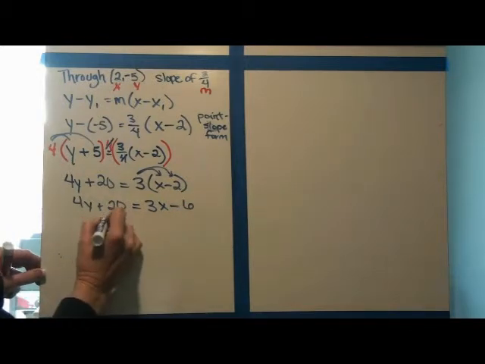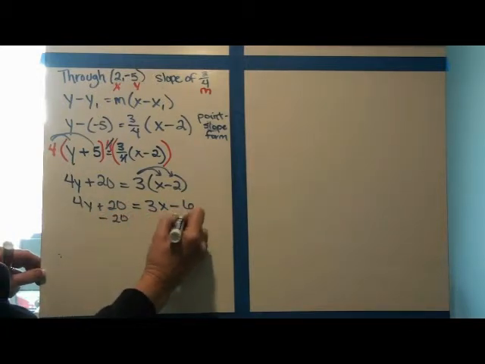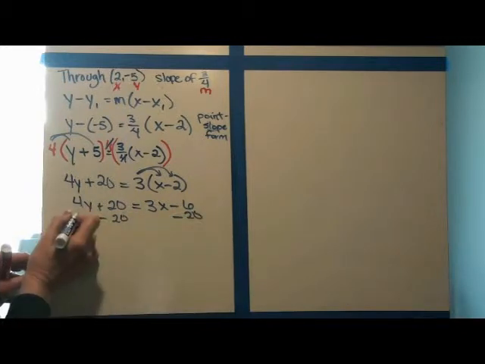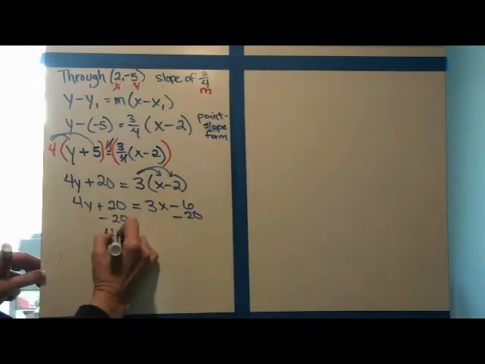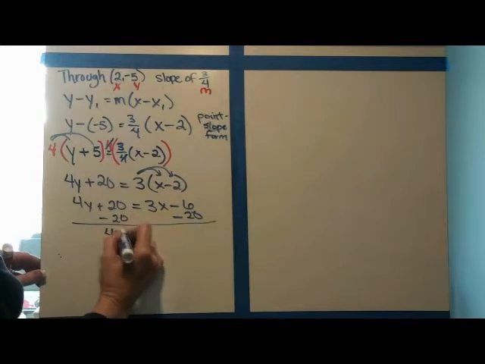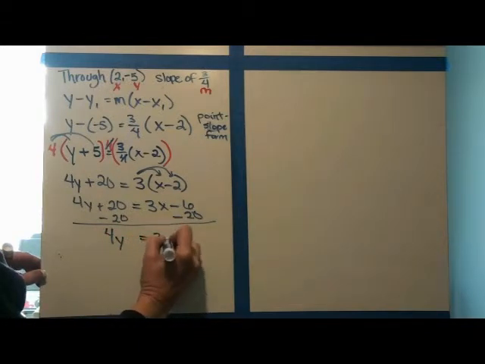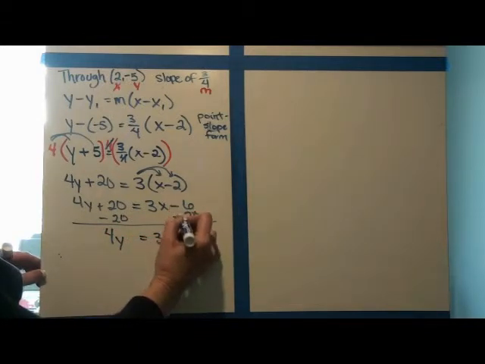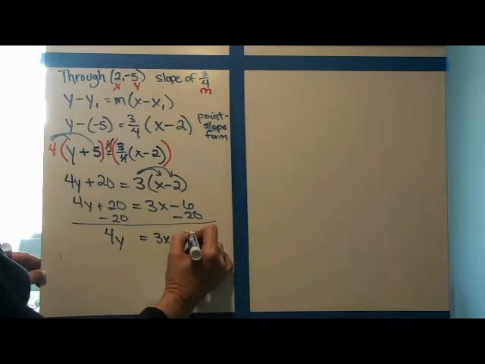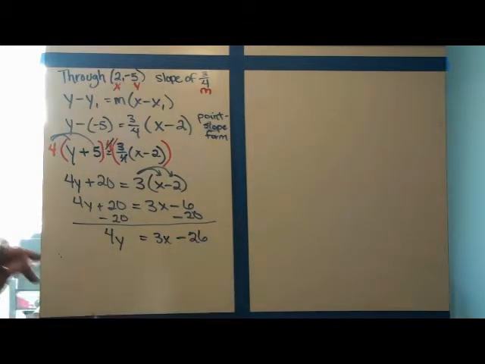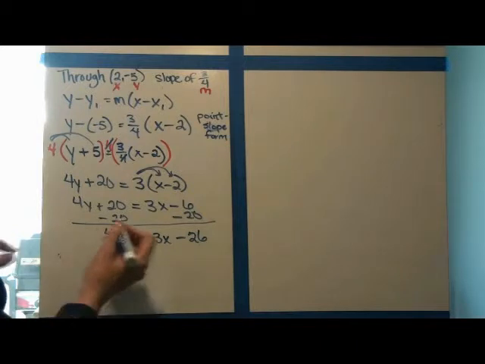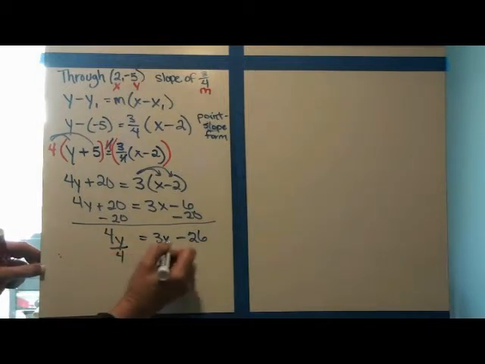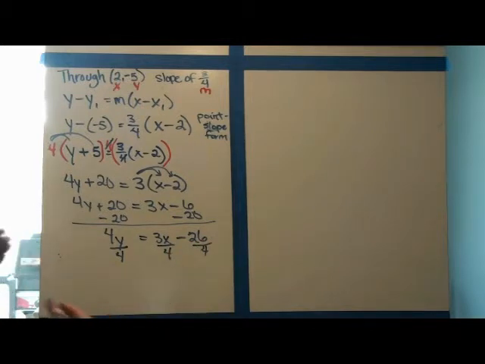Then we're going to move the constant over to the right side because all we want is y over on the left. So we have here 4y equals 3x minus, they're both negatives, so add them together, 26. Now just divide by the 4 that we used at the beginning. Divide everything by 4. You're going to see your equation come right back where you want it to be.